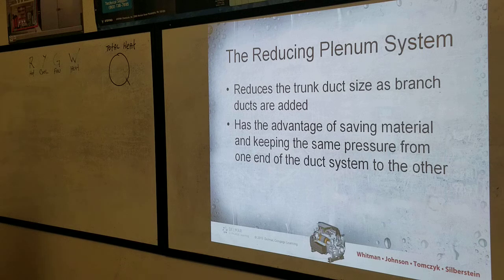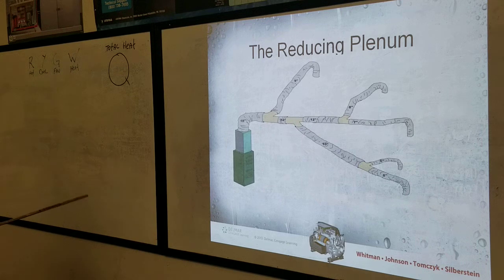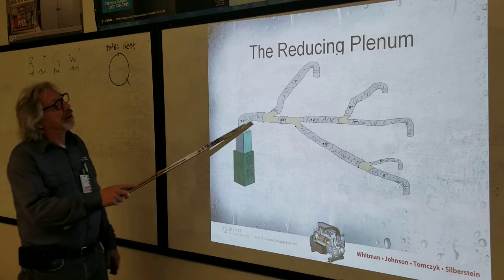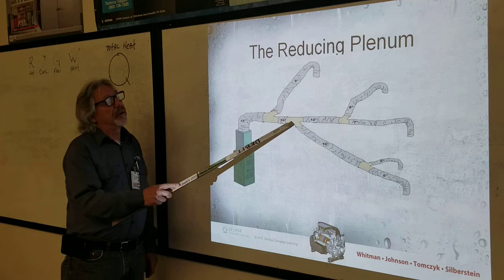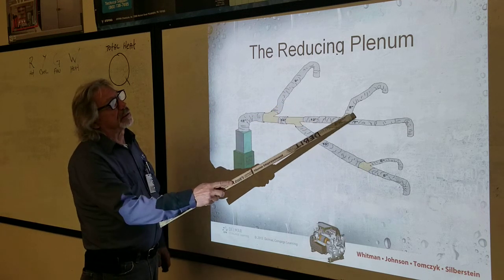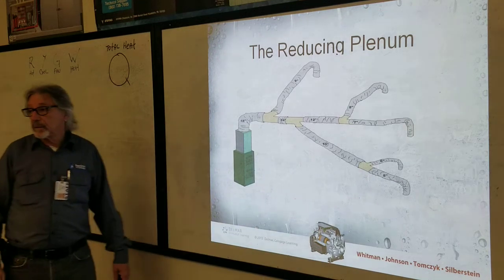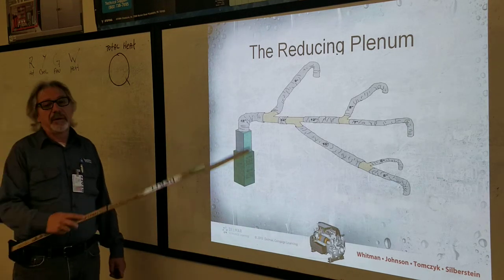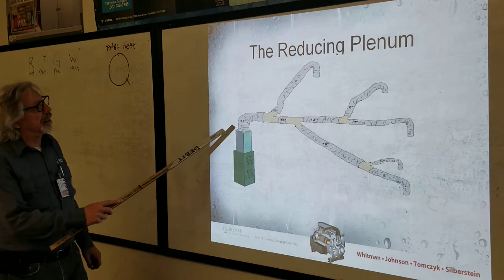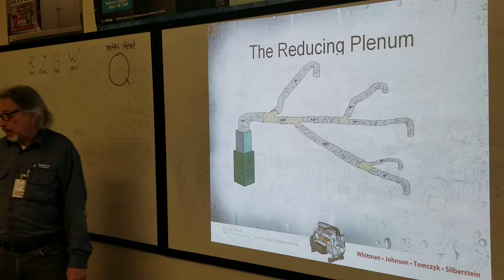The reducing plenum system reduces the trunk duct size as branch ducts are added. Has the advantage of saving material and keeping the same pressure from one end of the duct system to the other. Okay, so the reducing plenum system. This is the most popular, and this is the one you're gonna learn how to get these sizes. Notice that they're all different, right? So in order to get those sizes, we're gonna have to figure out and calculate that. And this is the most popular that you're gonna see out there in the field.